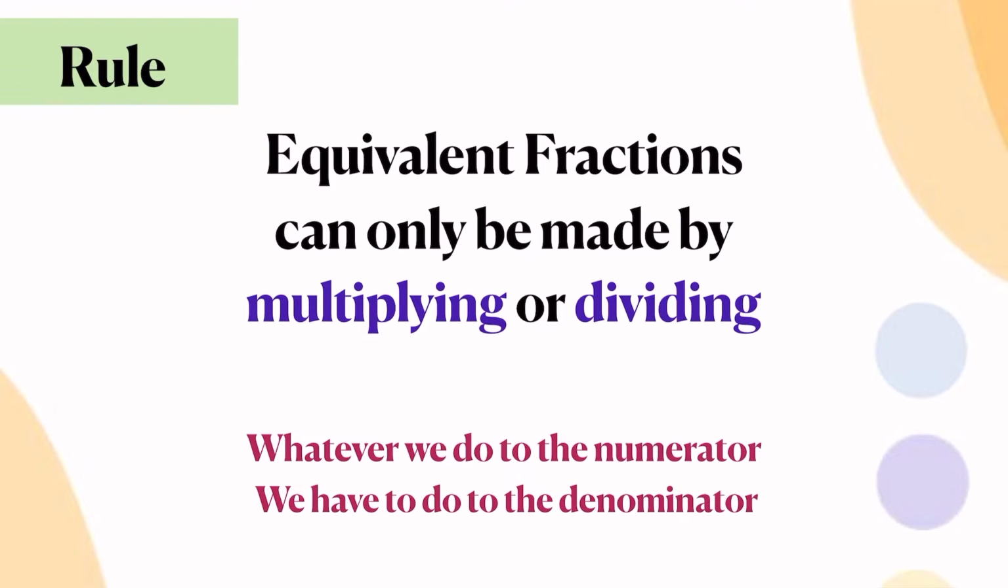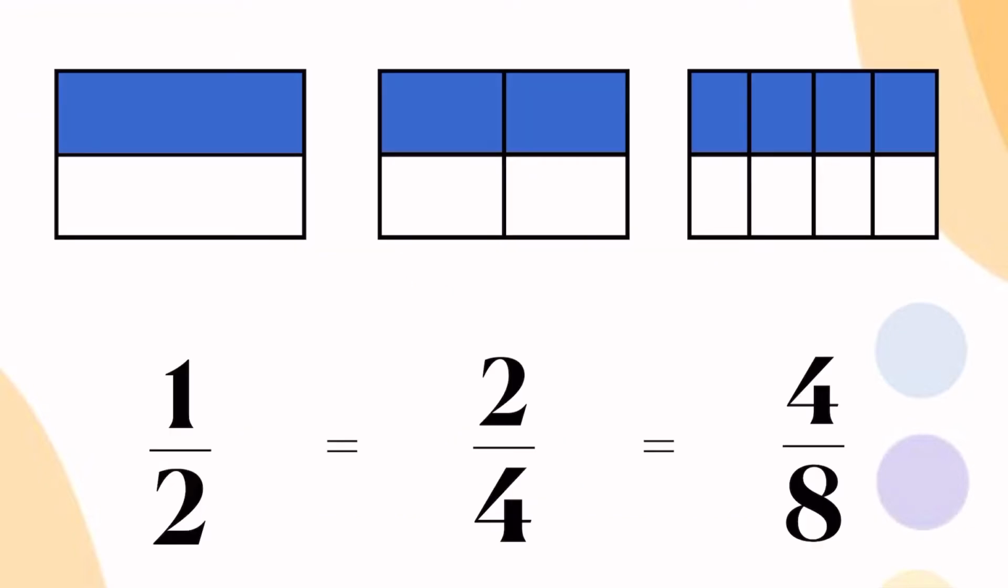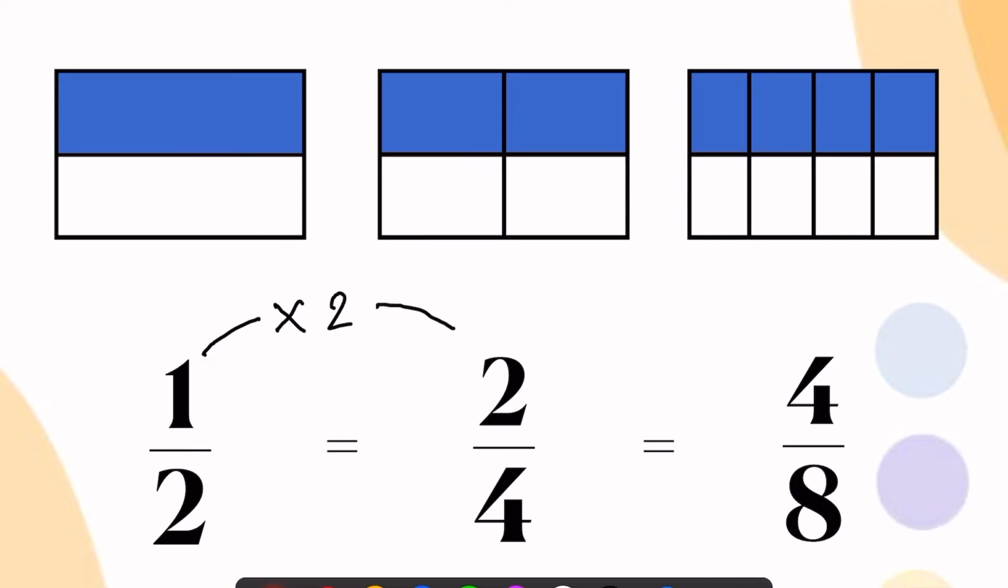Now let's see what this means. For this picture, can you see 2 over 4? 2 over 4 is an equivalent fraction of 1 over 2. Can you tell me how I get 2 from 1? I need to multiply 1 by 2, so I get 2. And how do I get 4 from 2? I need to multiply 2 by 2, so I get 4.